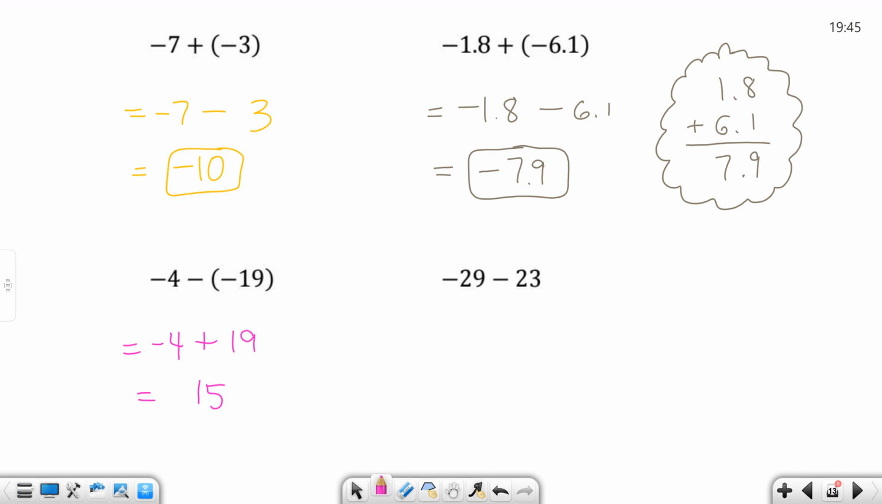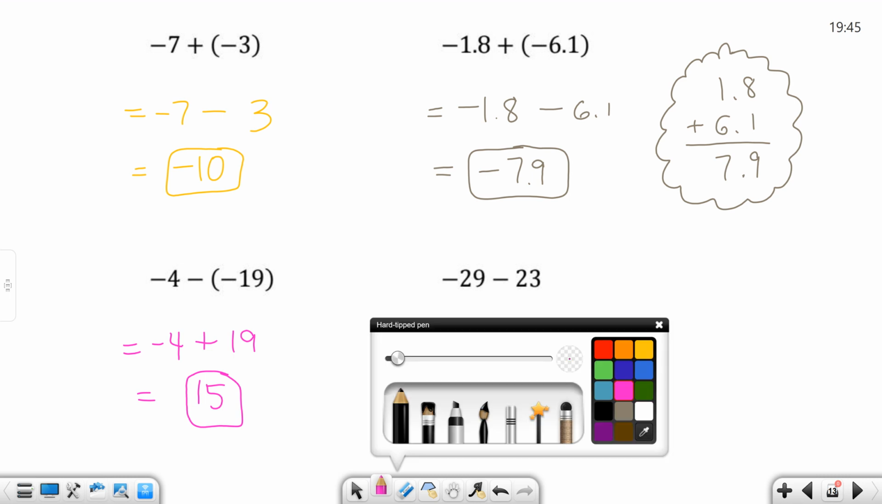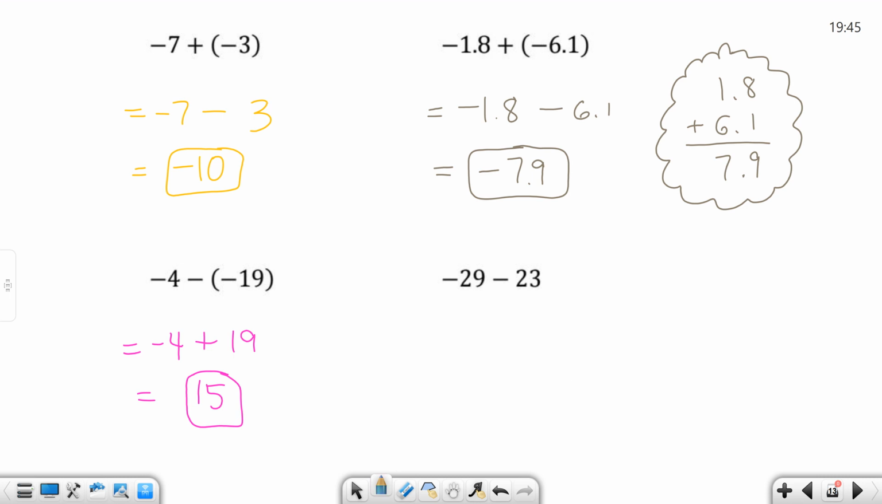And then which one is larger? 19. 19 has a plus sign, so guess what the answer is? It's plus. So I don't write the plus in there, right? It's there, but I don't write it. So 15 is the final answer. It's understood to be positive, and it's not the only term there.